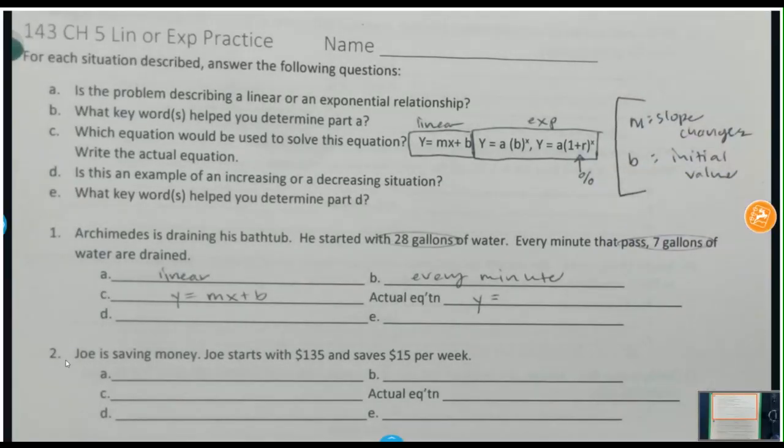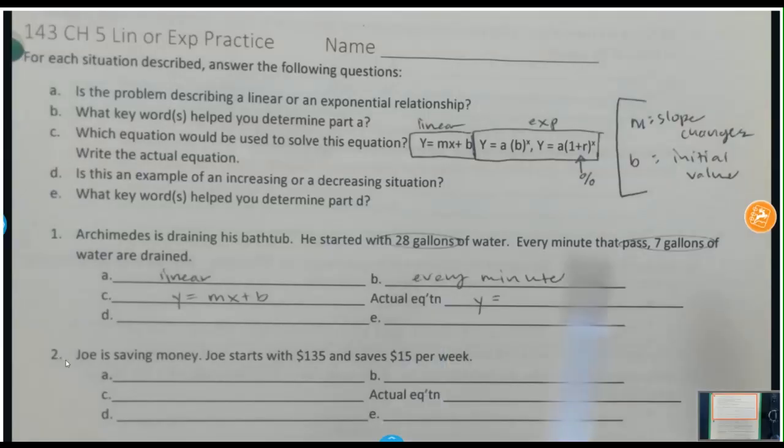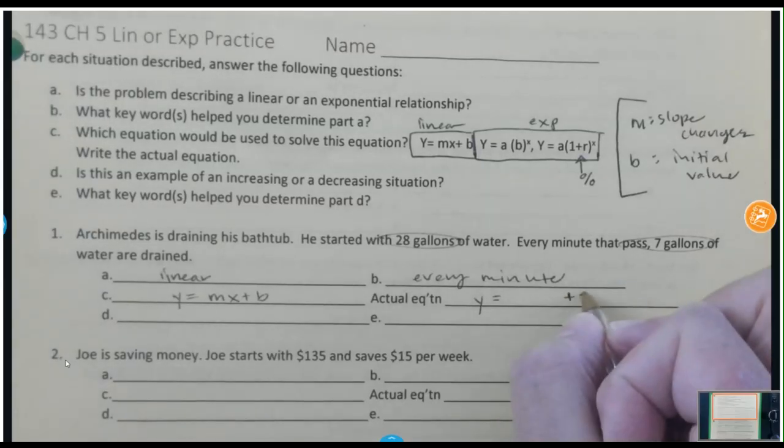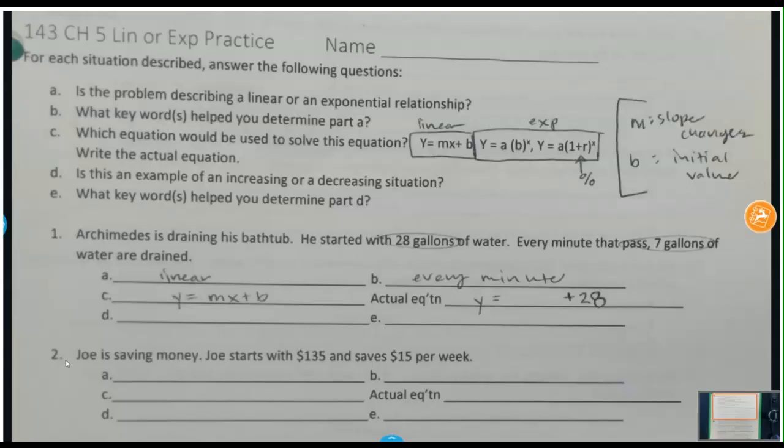All right, so let's look at our 2 numbers, 28 gallons of water or 7 gallons. Which one of those is the one that changes? Well, okay, it's kind of tricky. Let's do initial value. How much water did Archimedes start with? 28. Is it a positive 28 gallons or is it a negative 28 gallons? Positive. So we know that the back number is going to be 28 because that's how many he started with. Now that lets me know that 7 must be my slope.